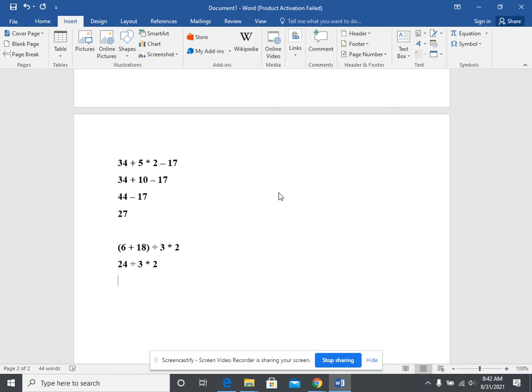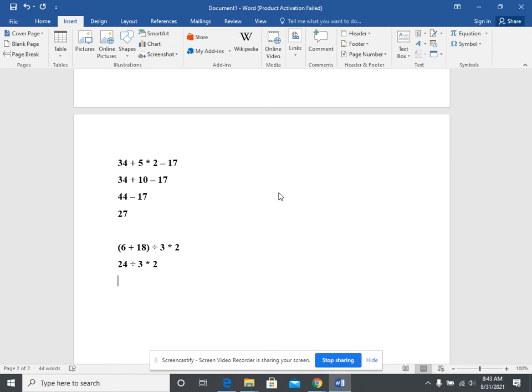All right, now I got 24 divided by 3 times 2. So multiplication and division are on the same line. So that means we've got to work left to right. So what's the first thing on the left? Division. So 24 divided by 3?